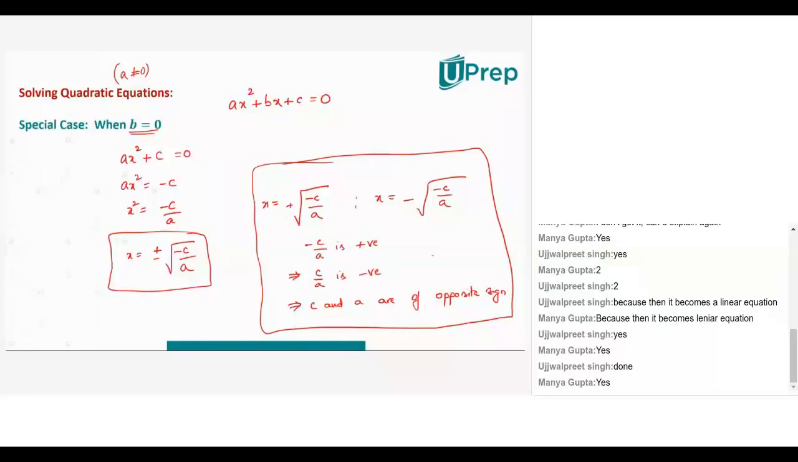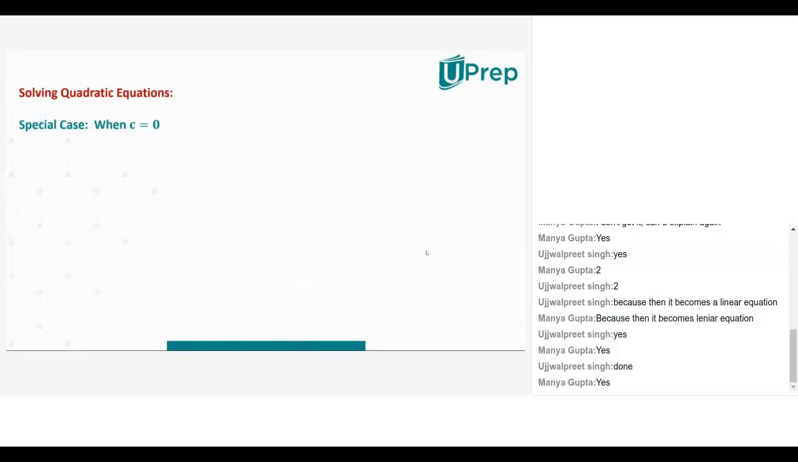Right. Let's see another specific case of quadratic equation. Now here, as we know, a cannot be 0 in the quadratic equation ax square plus bx plus c equal to 0. A cannot be 0. And just now we have seen what happens if b is 0. Now here, what happens if c is 0?